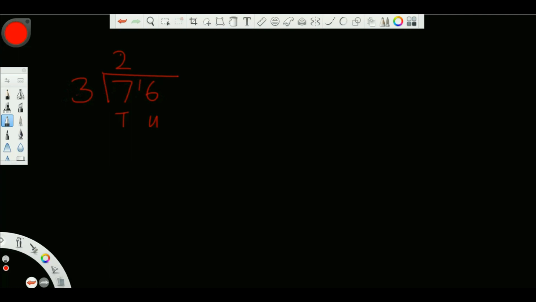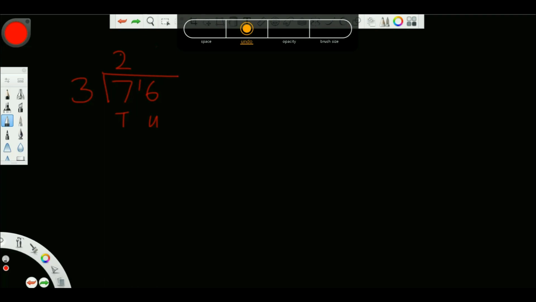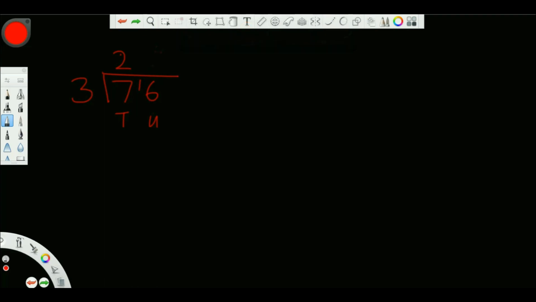Well, I can go 3, 6, 9, 12, 15. There are 5 groups of 3 in 16. So we'll put 5 up there with 1 left over, and because it's the end of the sum, we'll say remainder 1. How many 3s in 76? 25, remainder 1.